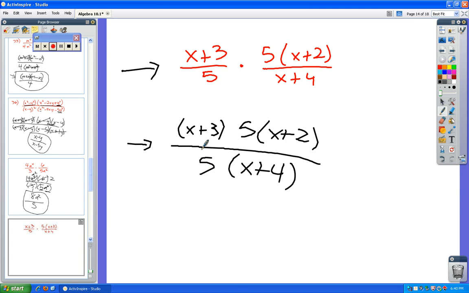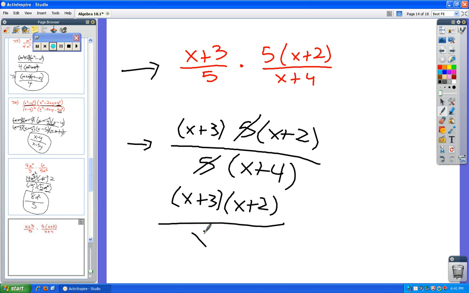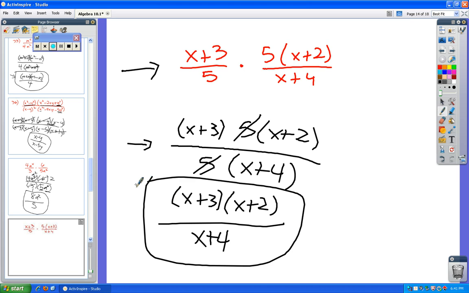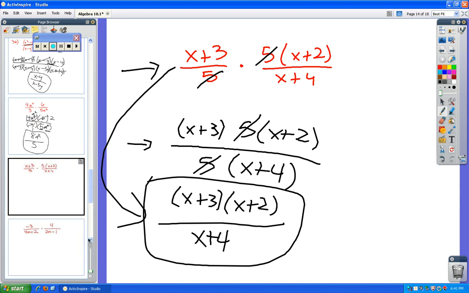Now we just start to cancel. The 5's cancel. And that's it. X plus 3, x plus 2 over x plus 4. This would be the simplest form of what we started with. And really, if you think about it, if you just understand that you can only cancel factors, we could have done it here. There's nothing left. We could have gone straight from there to here. But for those of you that are getting confused with canceling factors, I would suggest writing it as one big fraction with all the factors in parentheses and start canceling factors. Okay, let's try it again.